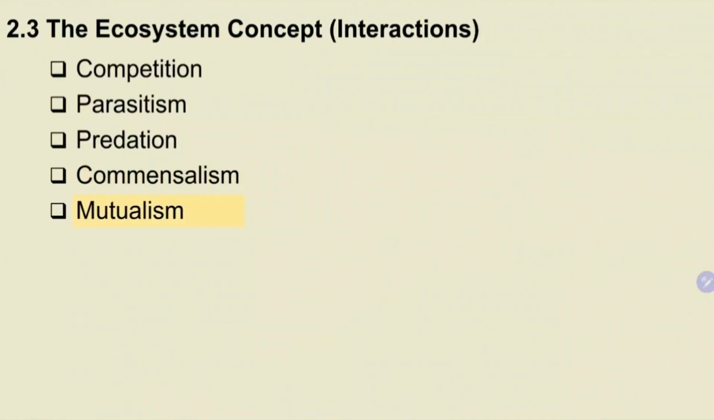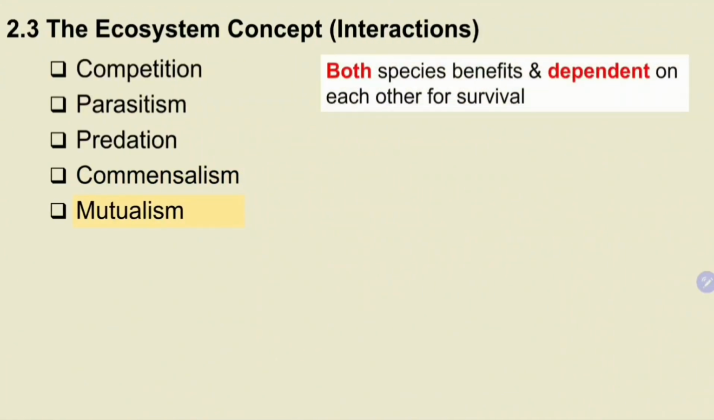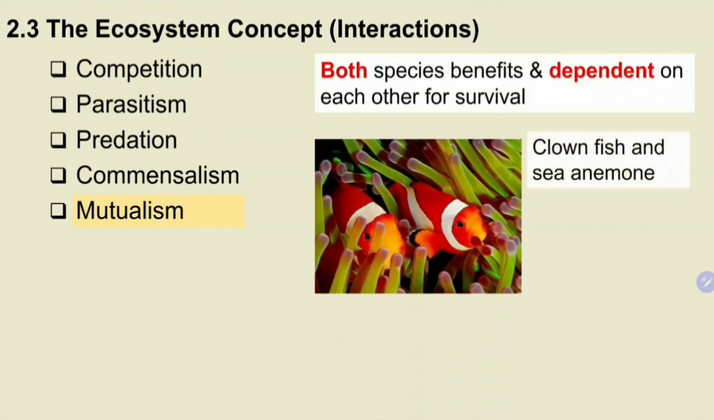The last one is mutualism. So in mutualism, both species must benefit, baru dia mutual, and they are very dependent on each other for survival. For example, kat sini ada clownfish dan juga sea anemone. So clownfish itu akan protect the sea anemone from any predator. Sea anemone pula serve as the habitat for the clownfish.